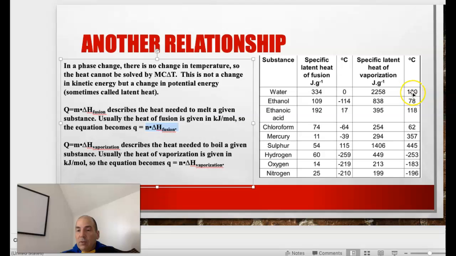Water boils at 100 degrees, or condenses at 100 degrees. And you see some other substances there as well. So there are really two types of things we can look at when we talk about calorimetry: not just MC delta T, but also phase changes. All right, let's take a deeper dive into that.